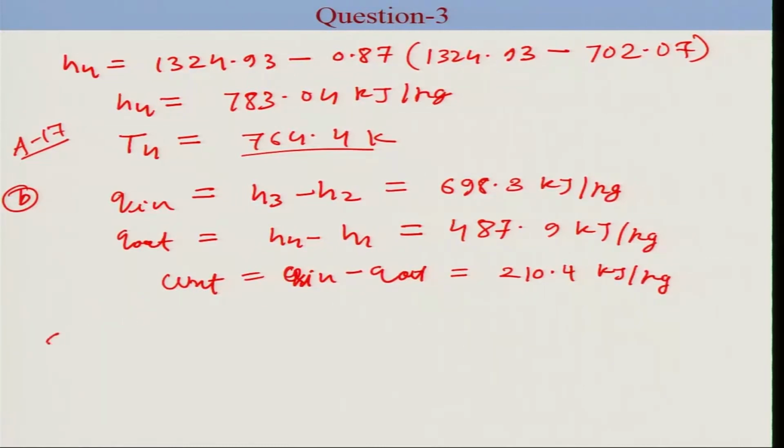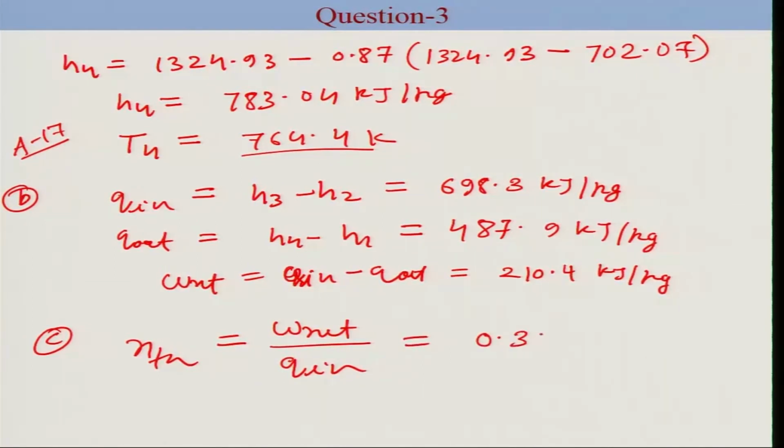Now, thermal efficiency of the whole cycle will be W net out divided by heat going into the cycle. So, this will be equal to 0.3013, that means 30.1%. So, we will stop here.